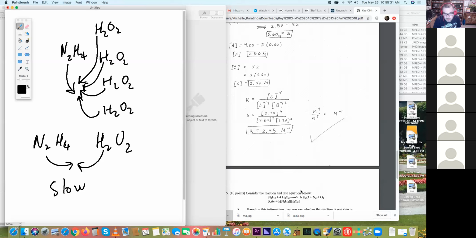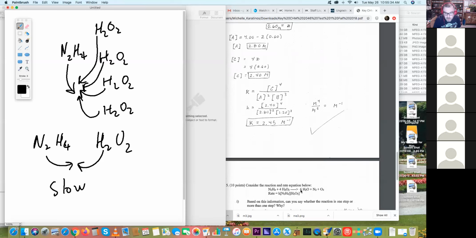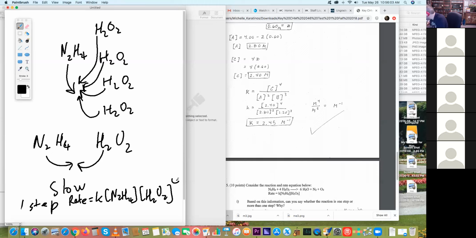So the first question is asking, can you say whether the reaction is one step or more than one step, and why? Well, I know it's more than one step because the rate equation doesn't contain all the molecules. If it was a one-step process, as I said, it involves one N2H4 and 4 H2O2s. So the rate equation would look like this: rate = k[N2H4][H2O2]^4. That's what it would look like.